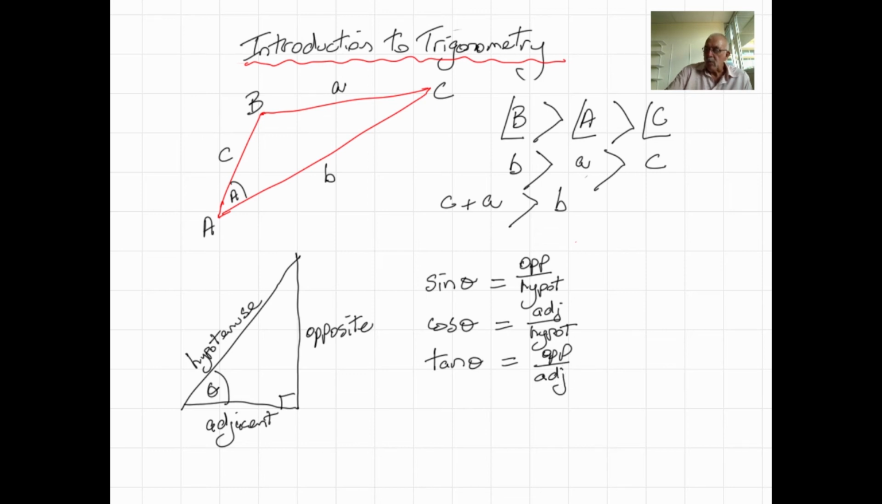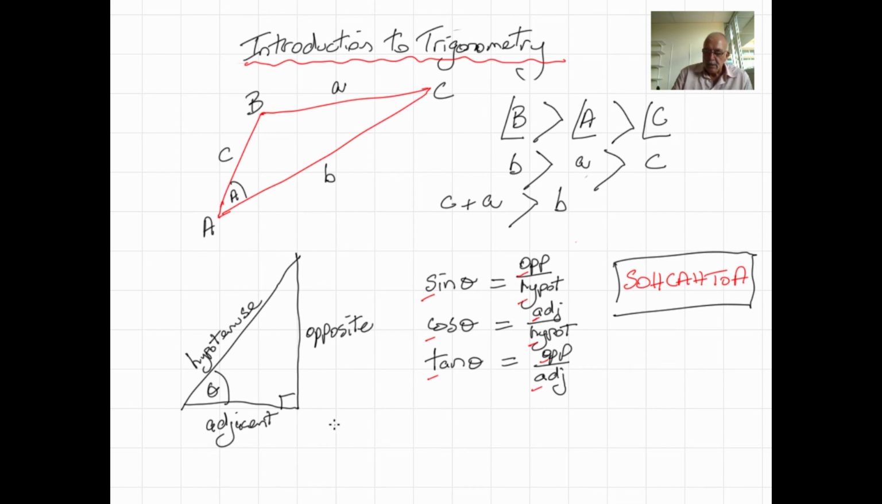It's always nice to have a way of remembering those trig ratios, and one of them is an acronym, SOHCAHTOA, where the first three letters, SOH: sine is opposite over hypotenuse, CAH: cos is adjacent over hypotenuse, and TOA: tan is opposite over adjacent. So we get SOHCAHTOA. So maybe that's worthwhile if you have trouble remembering your three trig ratios.